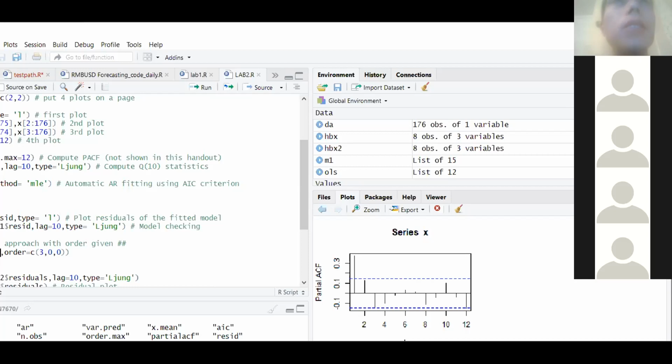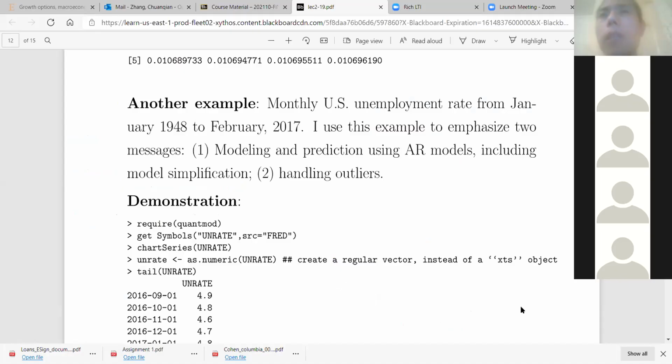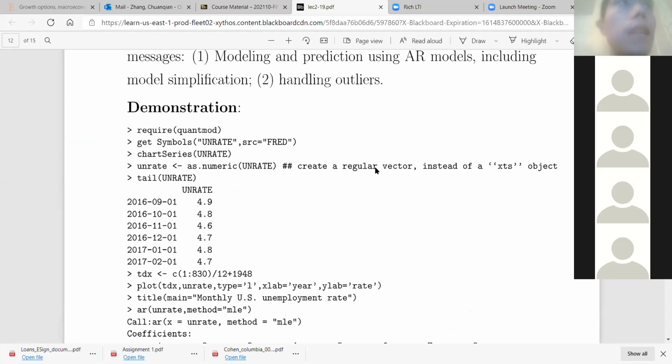Let's go back to lecture. Okay, so after examples, let's look at another example. Another example is the monthly United States unemployment rate from January 1948 to 2017, right?